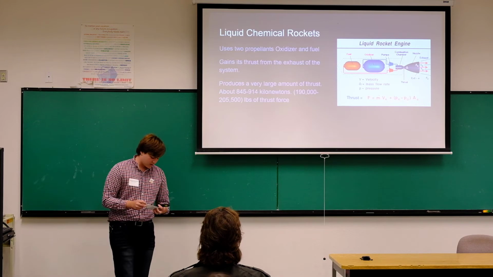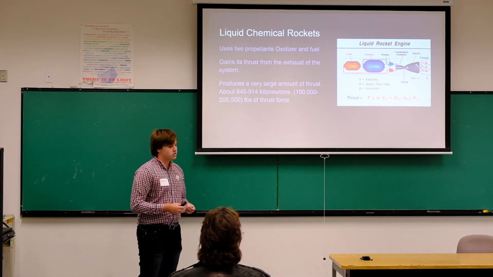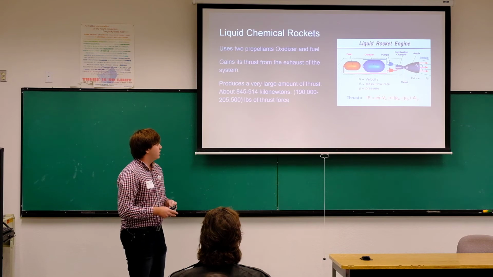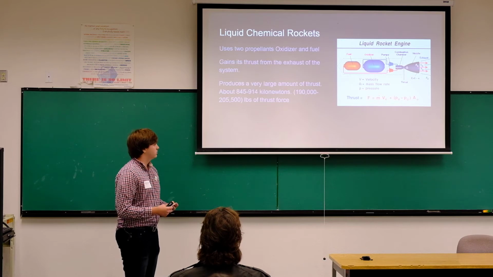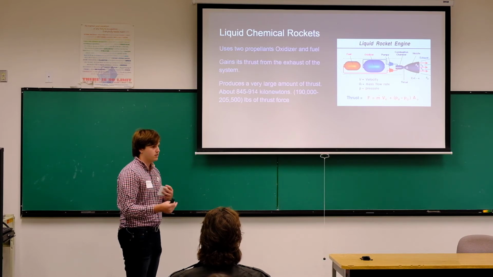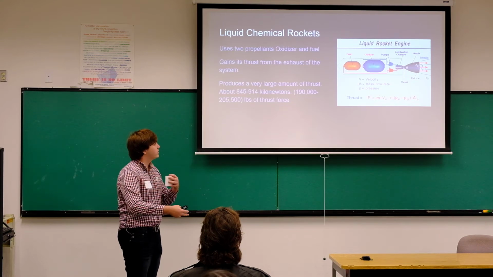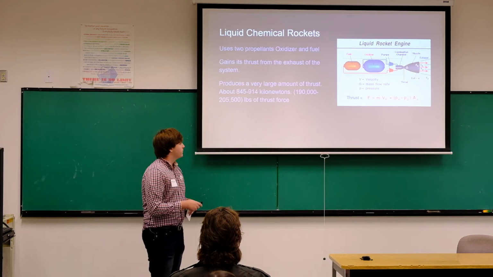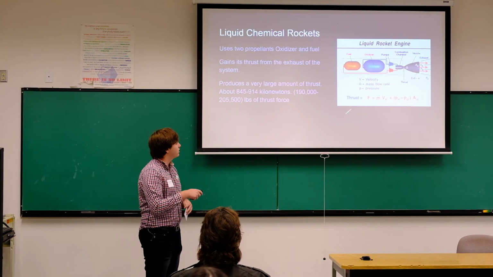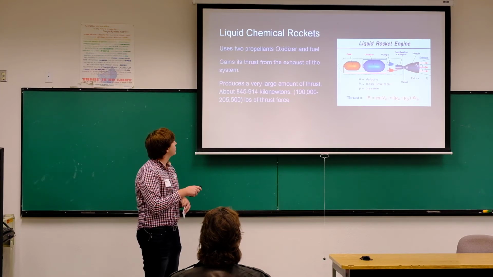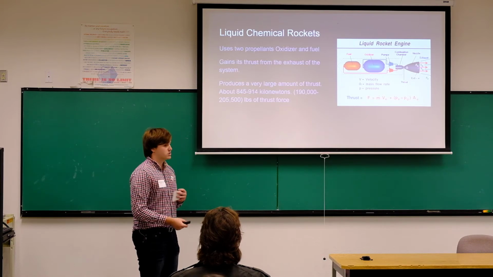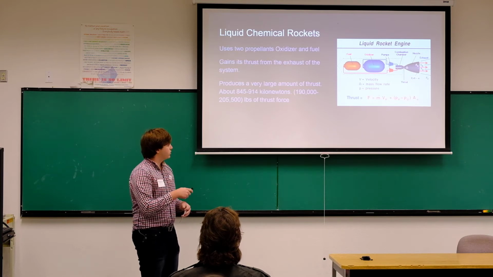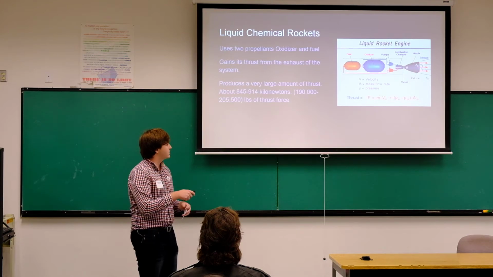So liquid chemical rockets. Liquid chemical rockets use two propellants. They use an oxidizer, which is usually liquid hydrogen, but it could be any other sort of thing that would continue that explosion. So it uses a fuel and an oxidizer. Fuel would be kerosene. Oxidizer is that liquid hydrogen. They are pumped into a combustion chamber. When added with a spark, it explodes. That explosion travels through the throat and out the nozzle as exhaust.